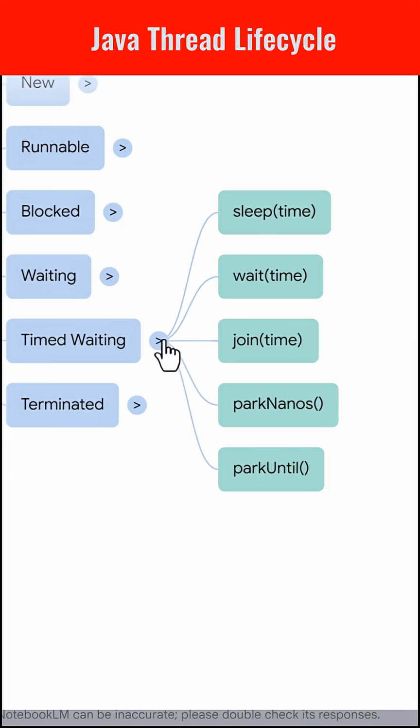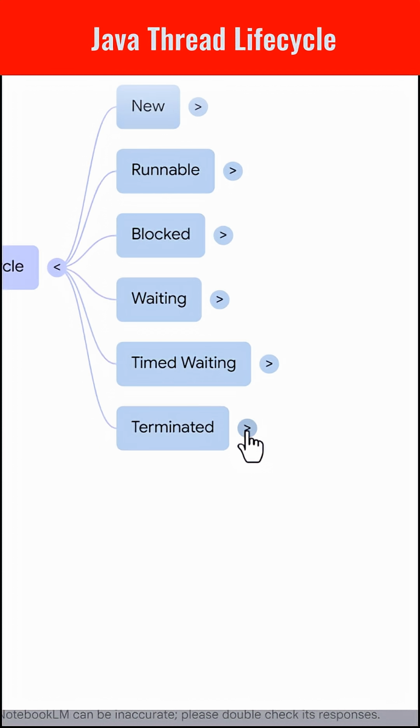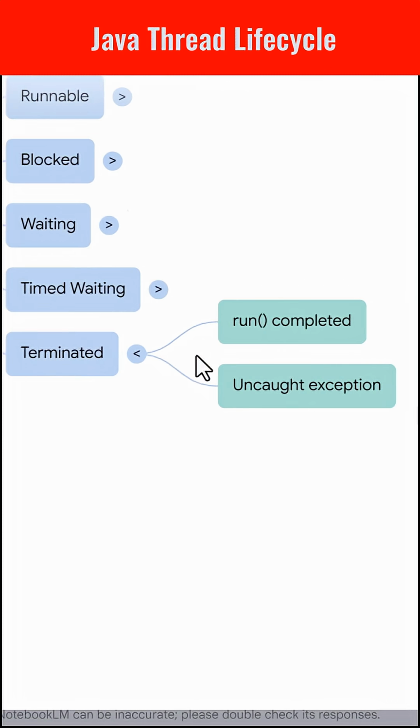Next, terminated state. Finally, the thread enters the terminated state. This happens when the run method finishes normally or when the thread dies due to an uncaught exception. At this point, the thread cannot be restarted and its lifecycle is complete.